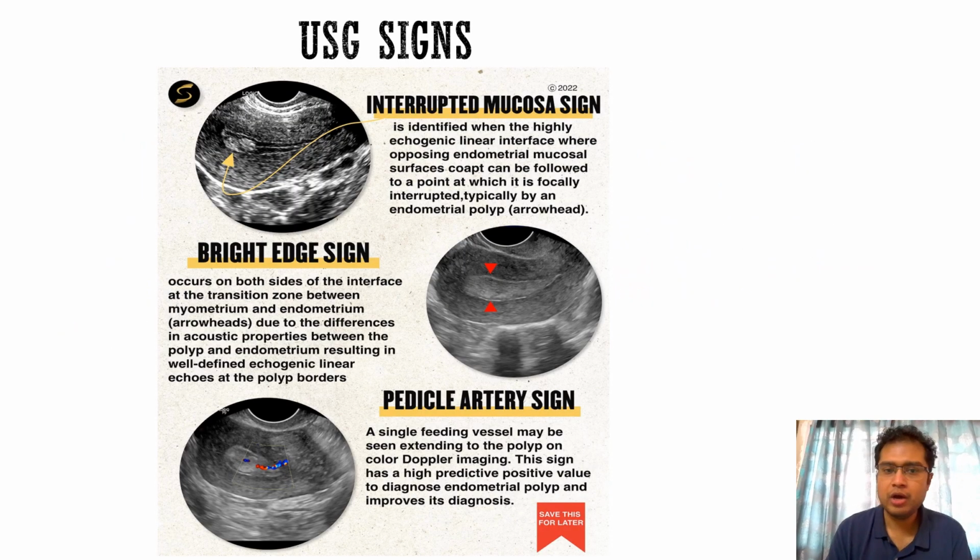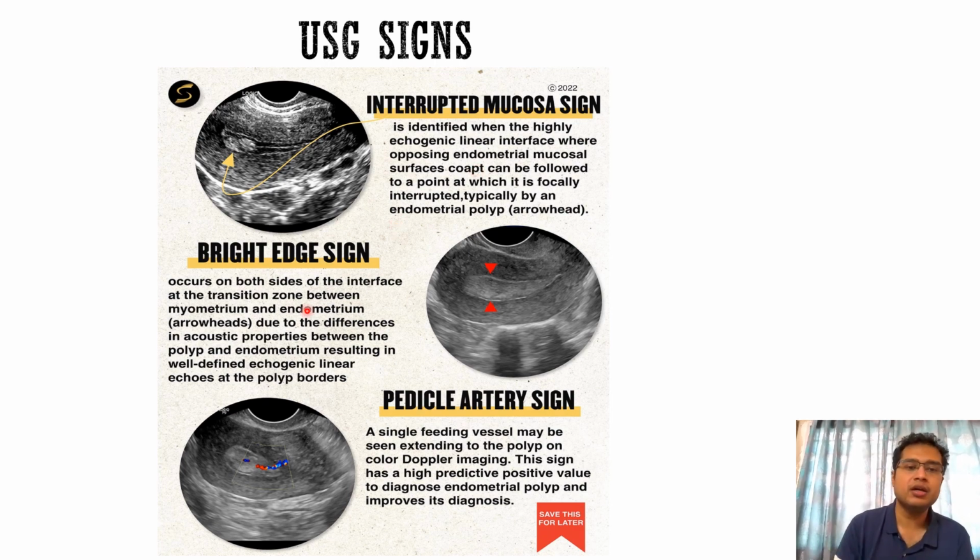On ultrasound, I could see a pedicle artery sign, which is a single feeding artery that may be seen extending to the polyp on color Doppler imaging. And I could see that particular artery. I don't have the pictures here, but I could see the artery supplying the polyp. There was also an interrupted mucosa sign seen on the anterior endometrium.